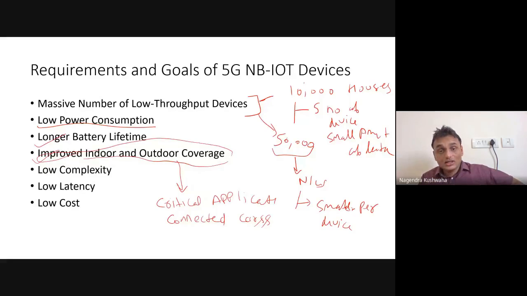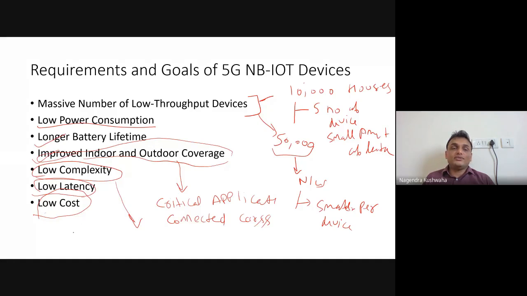Connected cars. There, if there is no coverage, the car will not be able to talk to its network, and then there may be a collision or maybe an accident. Low complexity is required because if the complexity increases, the power consumption as well as the cost of the device will increase. Already I have discussed the scenario for low latency, and of course the most important thing is low cost, because suppose in an area there are 50,000 devices, the cost must be low. So these are the requirements and the goals of 5G NB-IoT devices.